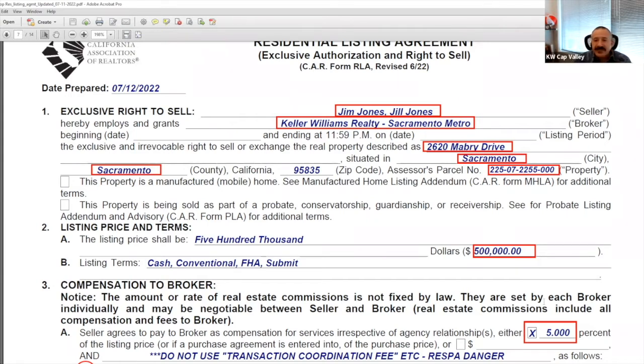If any of these pieces of data are missing at the time that the seller signs the contract, it's an invalid listing agreement. So you can't just go in afterwards and fill these in when you get back to the office. That doesn't work. That's actually illegal because you're modifying a document that was already signed by your client. So keep that in mind. Don't make that mistake.